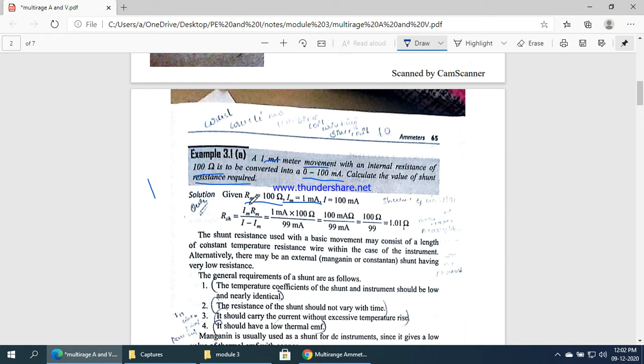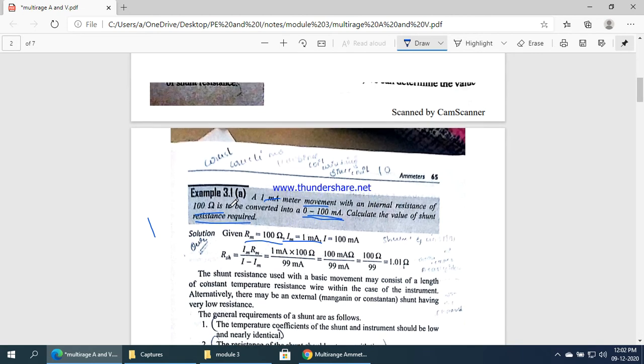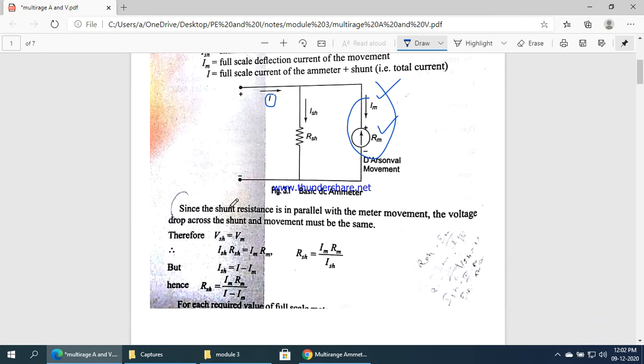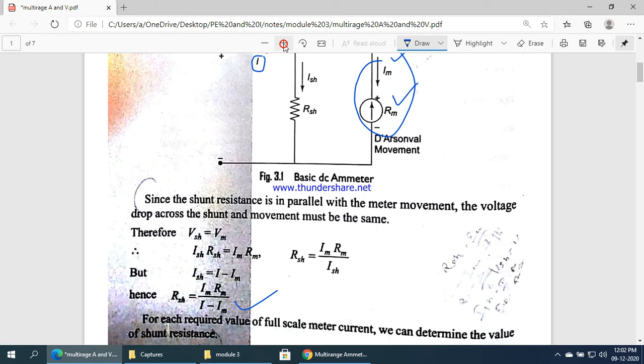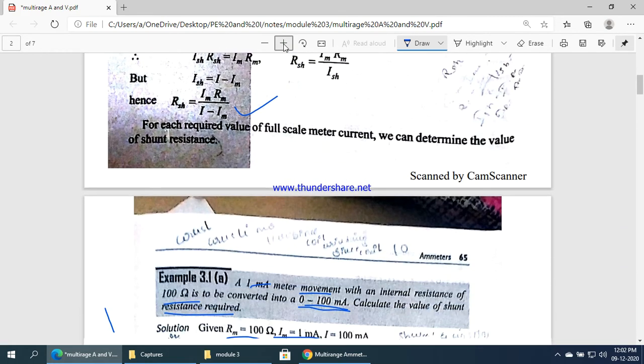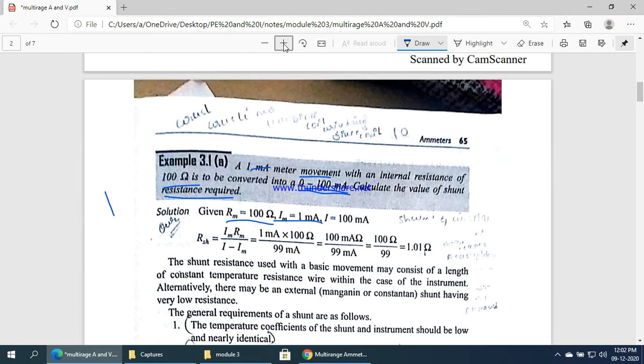So that's the problem. So here RM is the given value, 100 ohm resistance, and IM is given, and capital I, the total current, is given. So the value of RSH we have to calculate. From this we know RSH is equal to IM RM divided by I minus IM. So that formula we have to use. We know the value of IM, the D'Arsonval movement current, which is 1 milliamp, and RM resistance is given, which is 100 ohms.